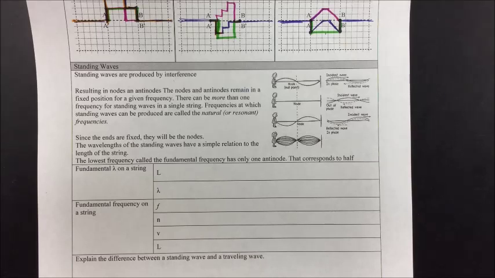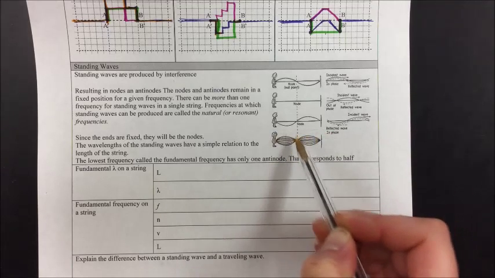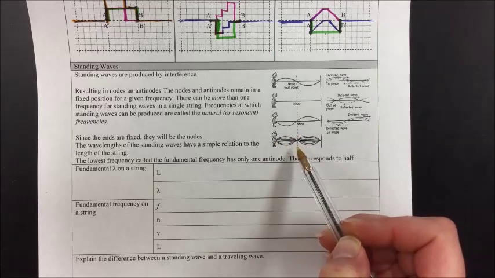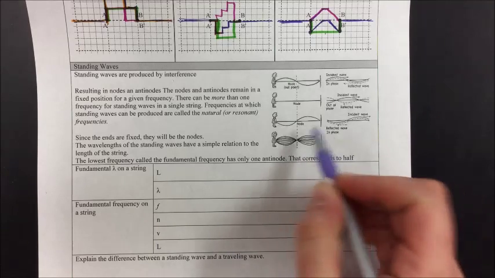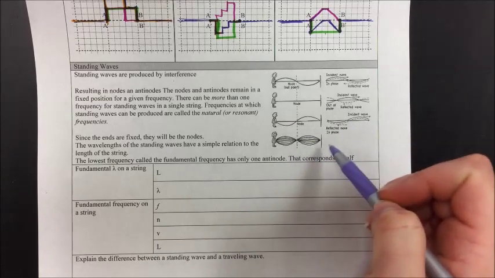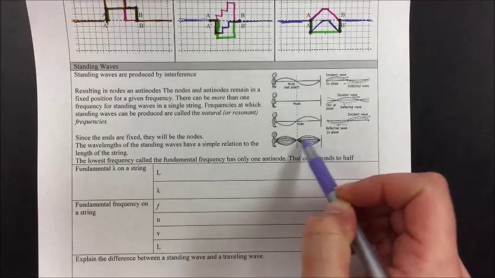Now the interference has to be at just the right frequency to produce that. If it's off at all, then you're going to end up with just a bunch of different waves. You're not going to end up with this nice, beautiful standing wave like that.